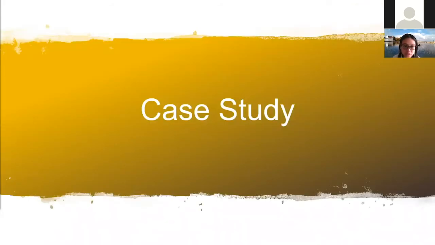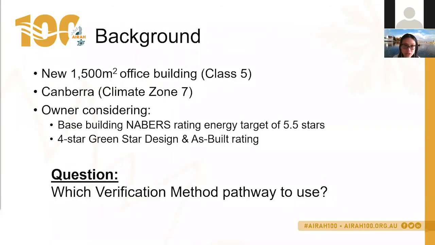So quickly moving through our case study now. The background is this is a small office building, class 5, 1,500 square meters, located in Canberra, so climate zone 7. The owner is considering going forward with a base building NABERS rating energy target of 5.5 stars and a 4-star Green Star design and as built rating.